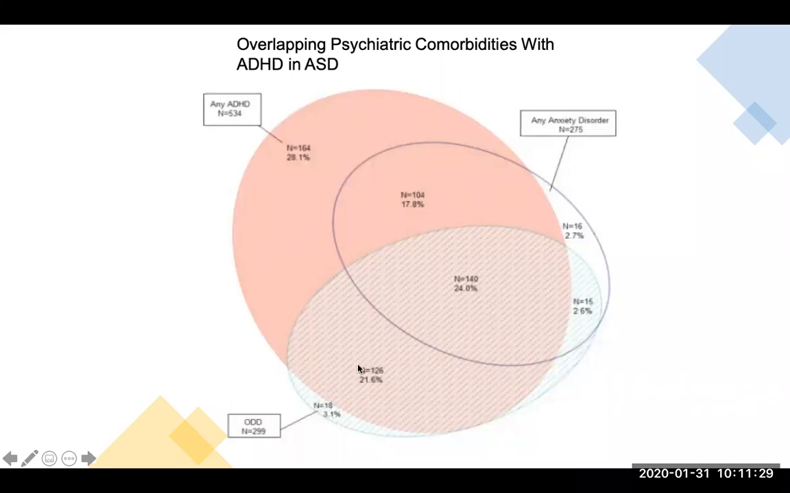And 21% of kids had ADHD and oppositional defiant disorder. And so you can see that there's a lot of overlap on these conditions. And it's just a small percentage of kids, 28% that only have ADHD, 2.7% of kids that only have anxiety, and 3.1% that only have defiant disorder. So this tells you an idea of how complicated this can be.